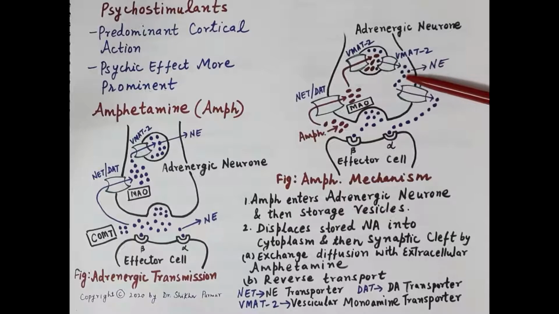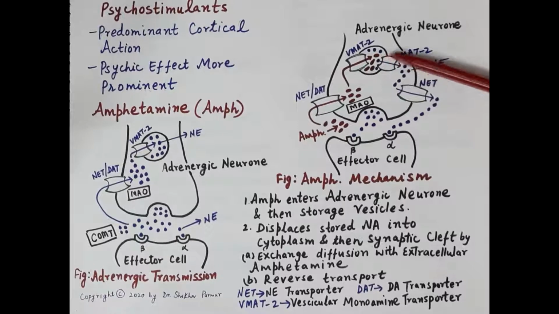Amphetamine displaces norepinephrine from the vesicles into the neuronal cytoplasm, and further this norepinephrine is released from the cytoplasm into the synapse utilizing the norepinephrine transporter. This is called reverse transport. That is, instead of transporting noradrenaline inside the adrenergic neuron, now because of the increased availability of amphetamine in the synaptic vesicle, the transporter works in reverse.